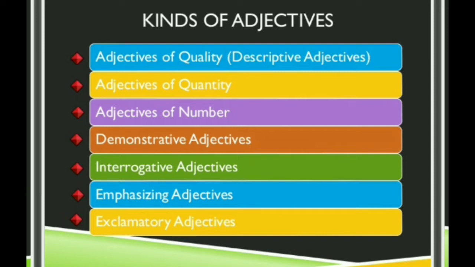As you can see on the slide, this comes under the section kinds of adjectives: adjective of quality, adjective of quantity, adjective of number, demonstrative adjective, interrogative adjective, emphasizing adjective, and exclamatory adjective. Okay, students, the names are a little scary, but you shouldn't be scared of this. It's very easy. You just need to concentrate on what I am saying. I want you to concentrate on the screen.